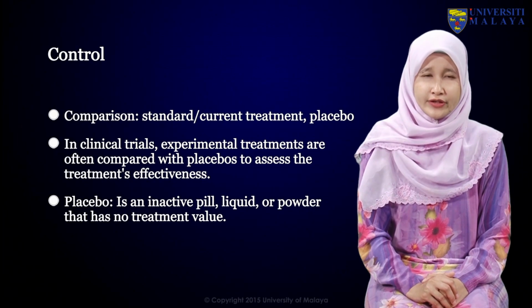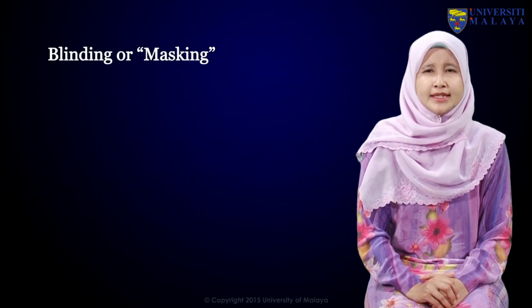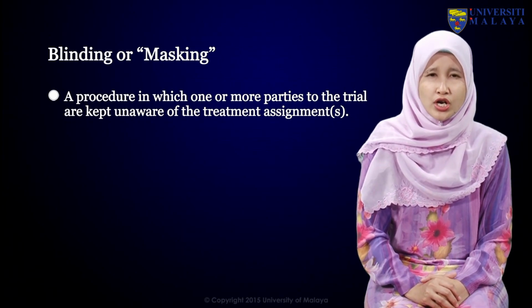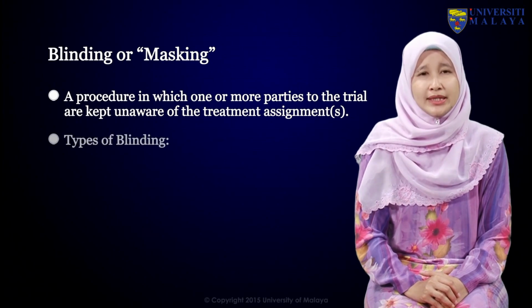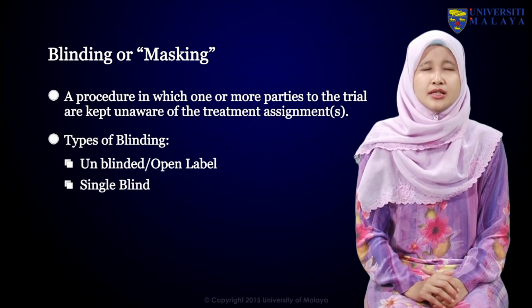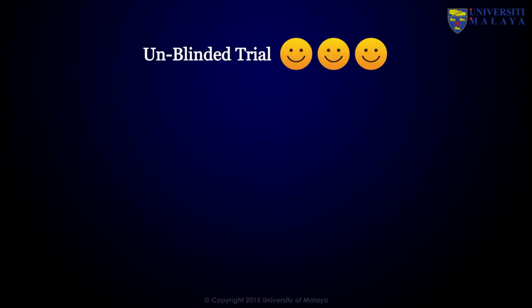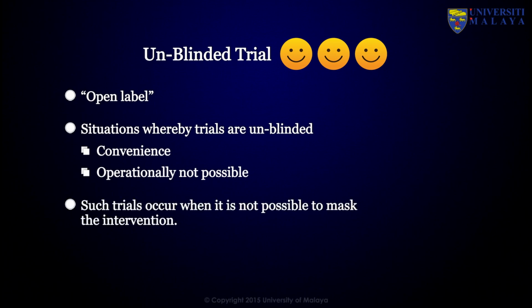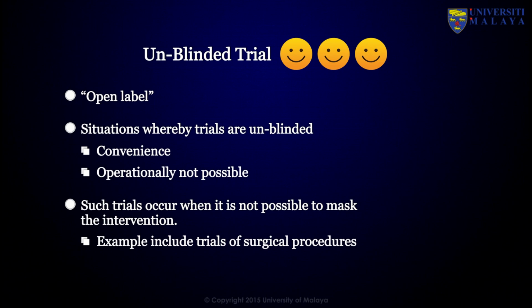Another important aspect of RCT is blinding or masking. This is a procedure in which one or more parties to the trial are kept unaware of the treatment assignment. There are many types of blinding: unblinded or open label, single blind, double blind or triple blind. An unblinded trial or open label can be applied for convenience or when it is operationally not possible to mask. Such trials occur when it is not possible to mask the intervention. Examples include trials of surgical procedures.